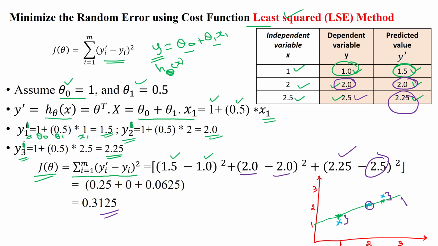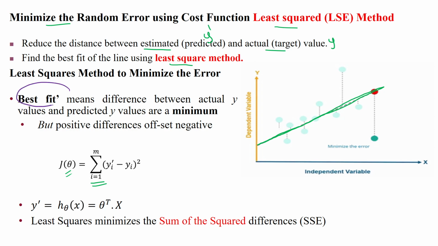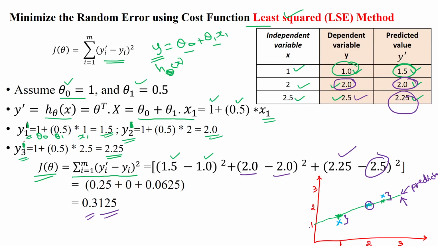This green color decision boundary is the predicted decision boundary based upon the predicted values, but this is giving 0.3, which is almost close to the 0 value. So this is the better best fit line. Based upon the least square method we found the best fit line for the given data set with 3 samples.